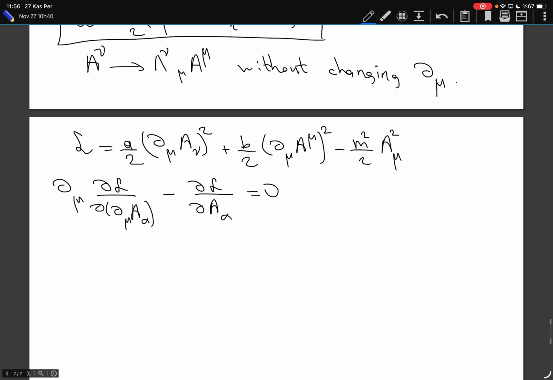Let me write down the equations of motion first. That will be del mu. The derivative of the Lagrangian with respect to del mu A alpha will be just A times del mu A alpha. This is from the first term. Well, from the second term, I will get B times G mu alpha del A. Let me use this notation, del A.